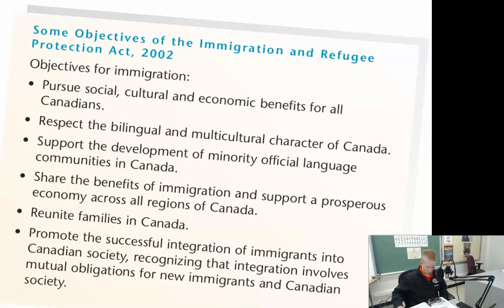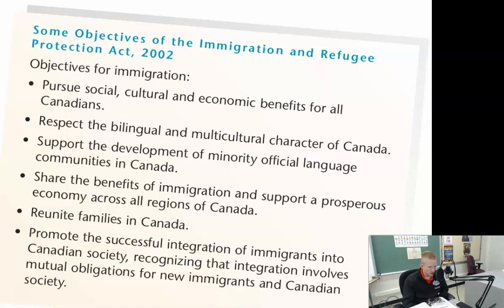And I know, sorry, this is on a weird angle here, but just some of the objectives of our Immigration and Refugee Protection Act. Pursue social, cultural, and economic benefits for all Canadians. Respect the bilingual and multicultural character of Canada. Support the development of minority official language communities in Canada. So this is kind of going back to previous chapters here. We're looking at trying to find French-speaking immigrants in that point. Share the benefits of immigration and support a prosperous economy across all regions of Canada.